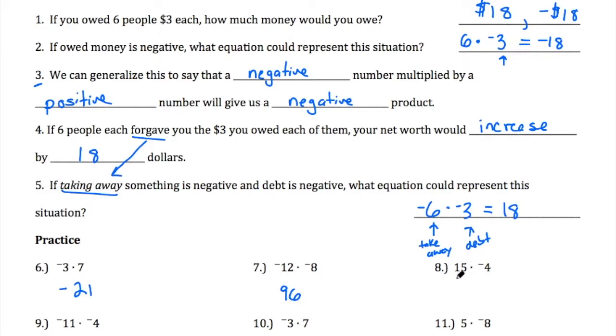In number 8, we've got 15 and negative 4. We've got a positive and negative. I always think just take care of the signs first. Is the sign of your answer positive or negative? Negative. We've got 1 positive, 1 negative, so it's negative. 15 times 4, 60, so negative 60.